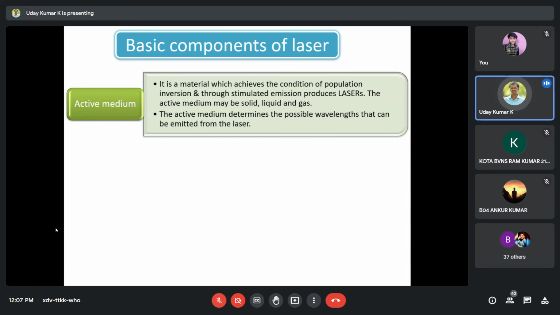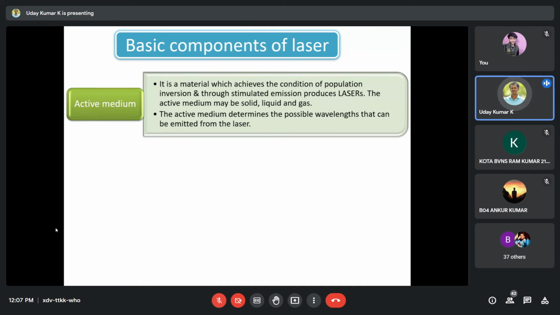Let's say lasers happen in carbon dioxide material. Carbon dioxide is made of carbon and oxygen atoms, so this carbon dioxide is the material. In carbon dioxide you achieve population inversion through the stimulated emission process. So the active medium may be solid, liquid, or gas. Anything it can be. Carbon dioxide is basically a gas, right? Similarly, you can also have solid materials.